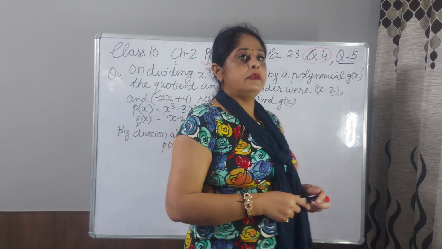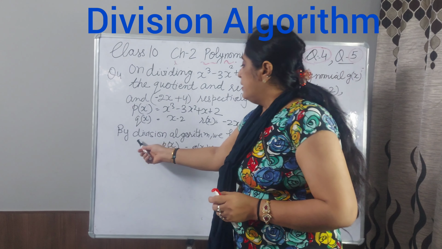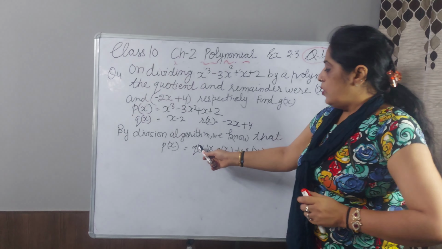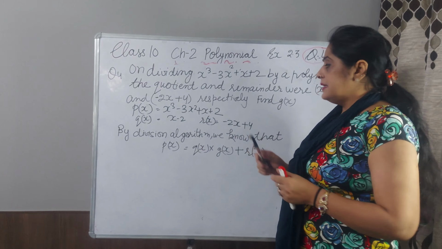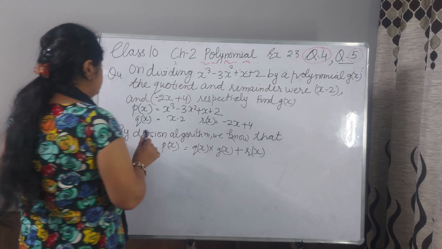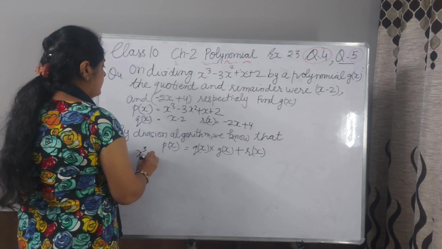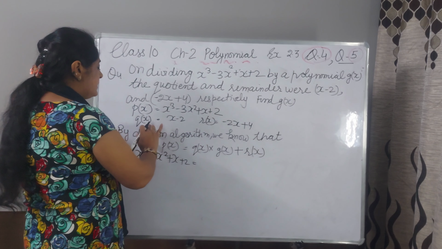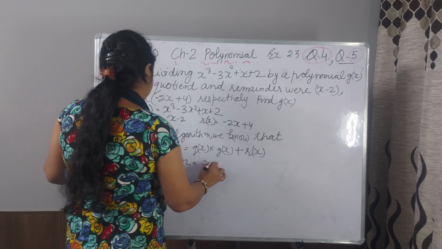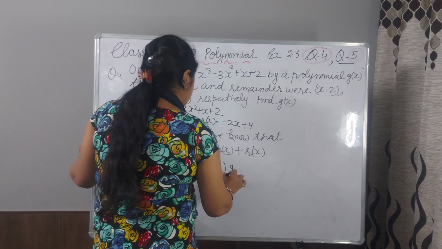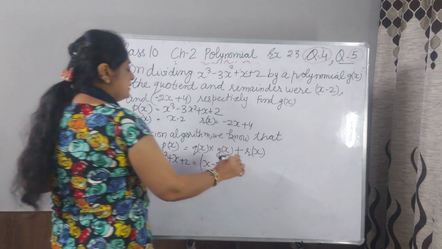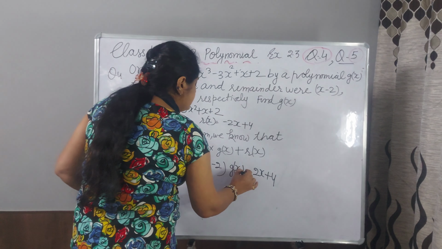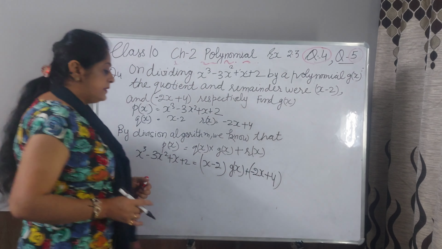In previous lecture we have discussed division algorithm. By division algorithm we know that this px is a dividend, this is equal to quotient multiplied divisor plus remainder. Whatever value is given we will write here: px is x cube minus 3x square plus x plus 2. What is our qx? Quotient is x minus 2. And gx we have to find, and remainder is minus 2x plus 4. Here you write plus and in bracket you can write minus 2x plus 4.